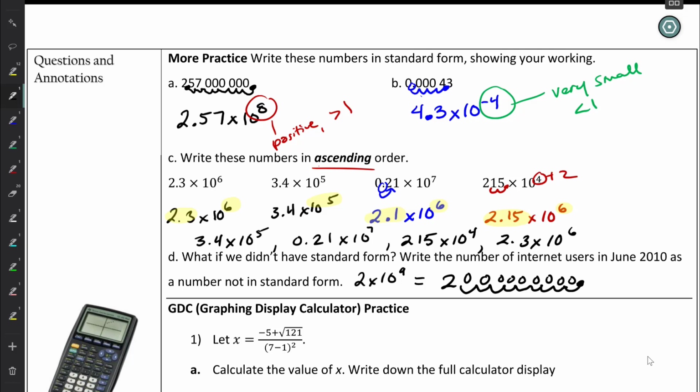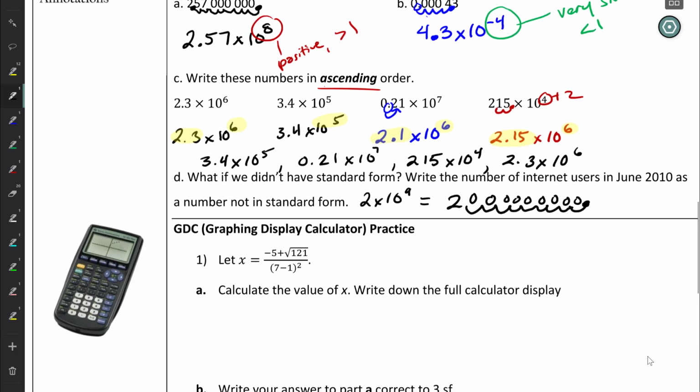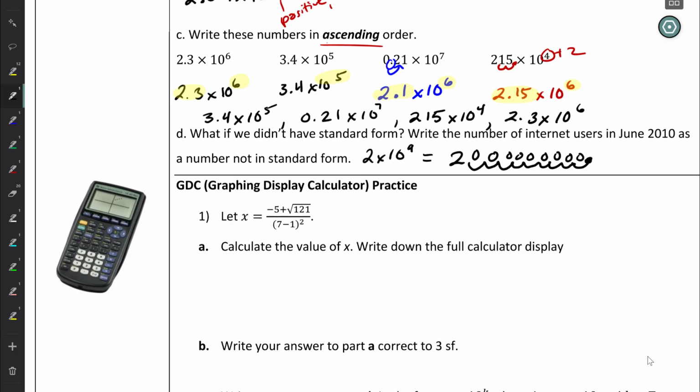Now, let's practice with our GDC and be able to see when it's appropriate to write these numbers in standard form and why it's going to be beneficial when we have to do these really obscure, gross-looking calculations. Let x equal negative 5 plus square root 121 over 7 minus 1 squared. Calculate the value of x and write down your full calculator display. Okay? So, we'll go ahead and punch that in.